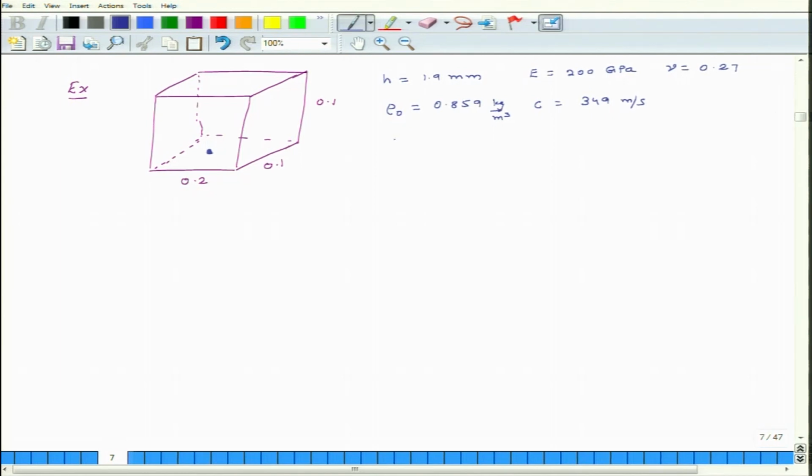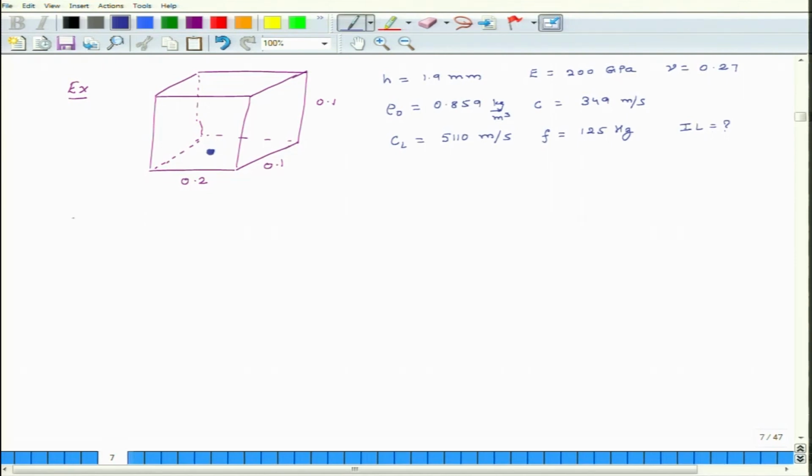The value of CL, longitudinal speed of sound in steel, is 5110 meters per second. This machine is running at a certain RPM and it is producing a constant frequency sound, and the frequency is 125 hertz. And so, the question is, what is the insertion loss for this enclosure?